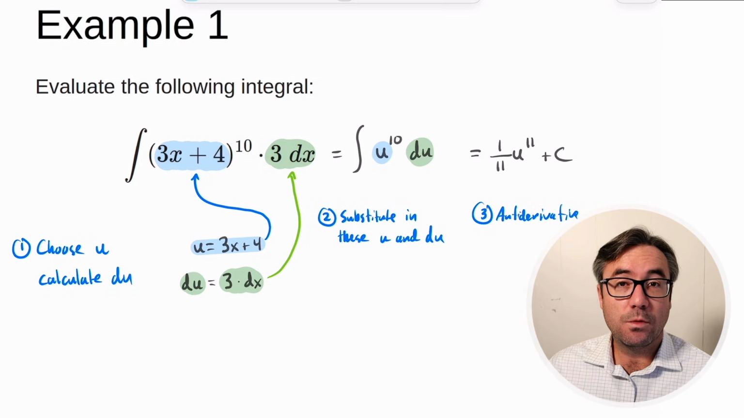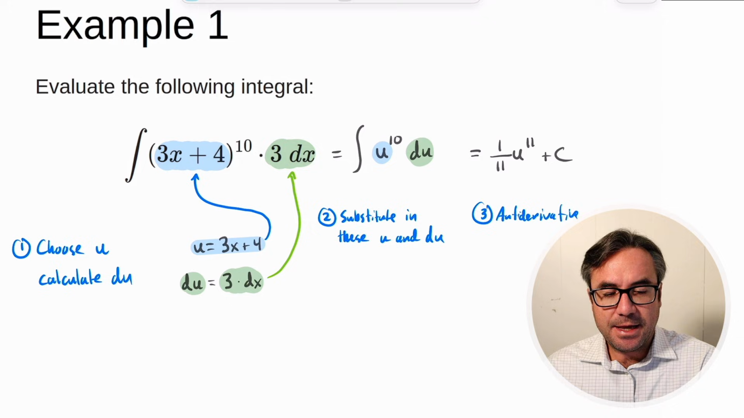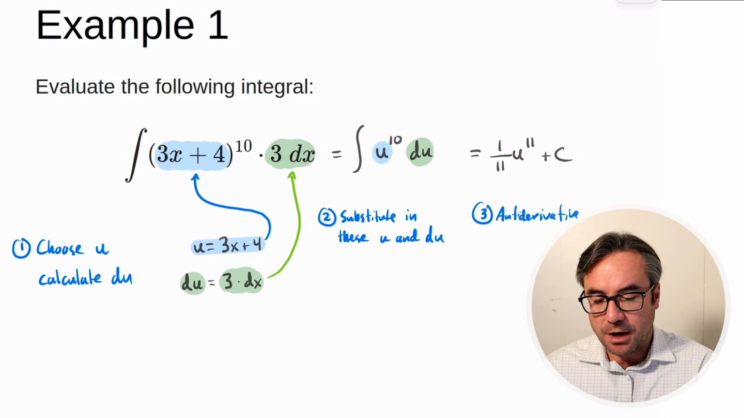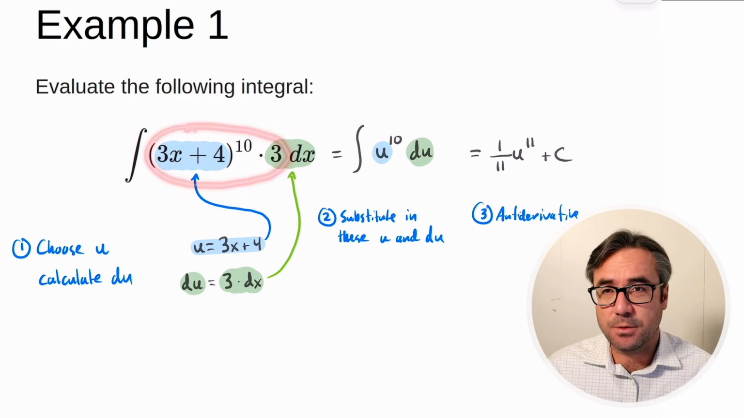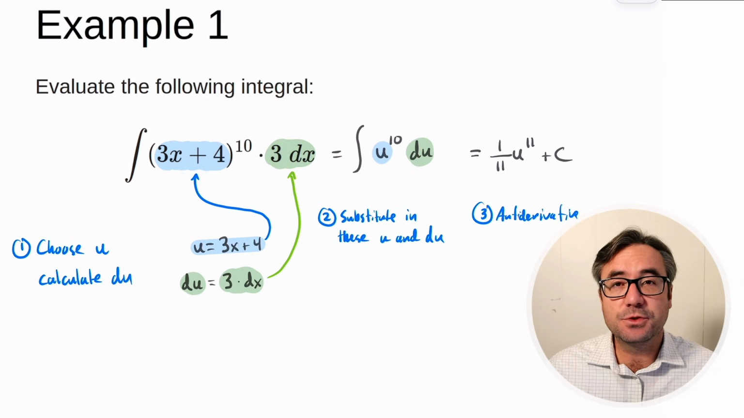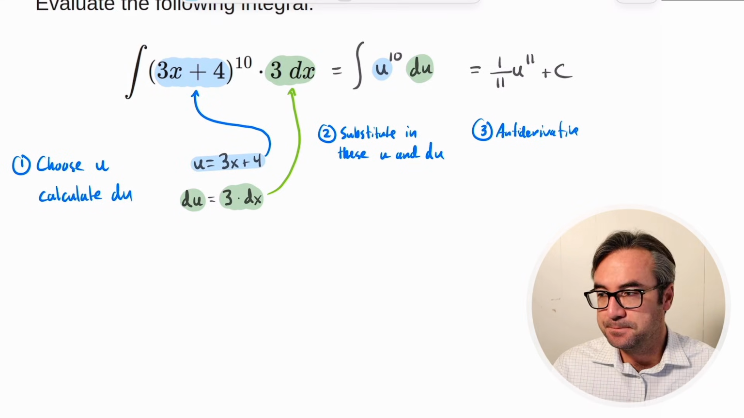All right, so we're done, almost. The last thing we need to do is we have to go back to the original variable. So our function that we started with was in terms of x. Right now our antiderivative is in terms of u, so we've got to go back. And we're going to plug back in. So that's our last step.